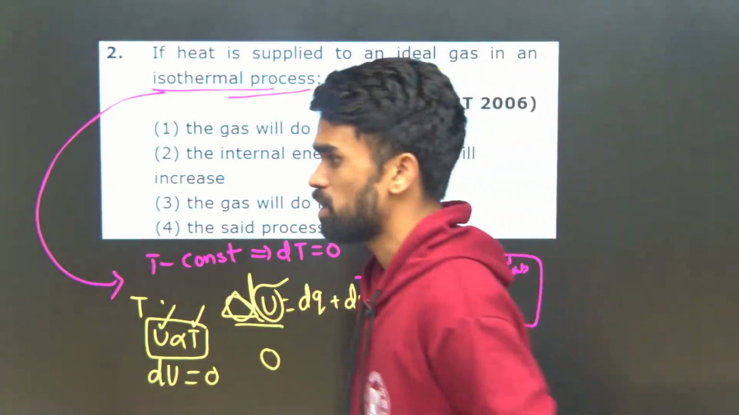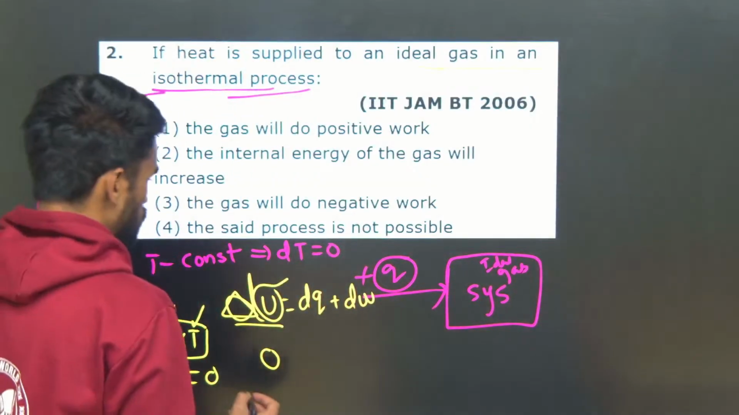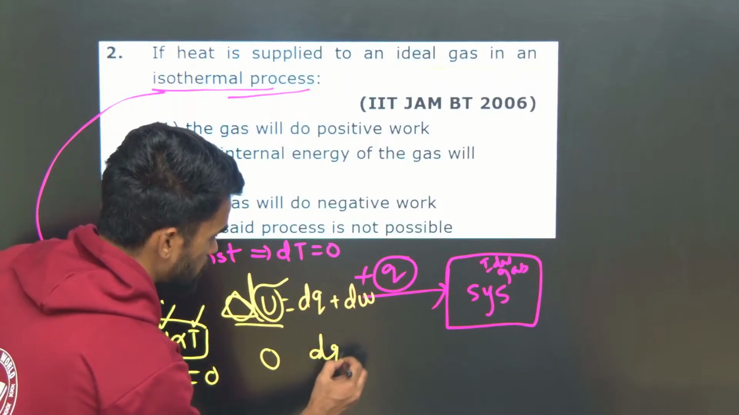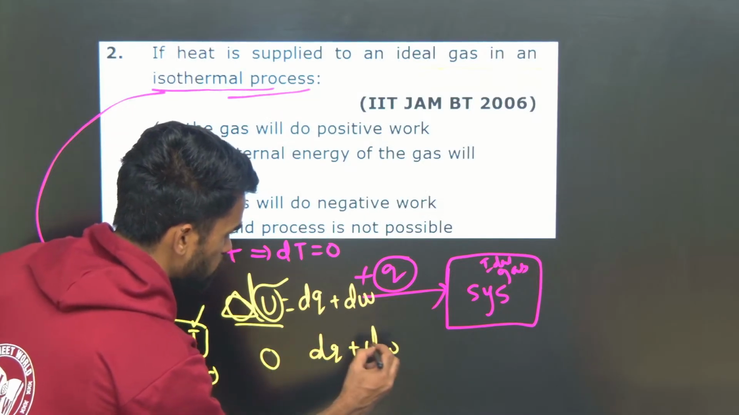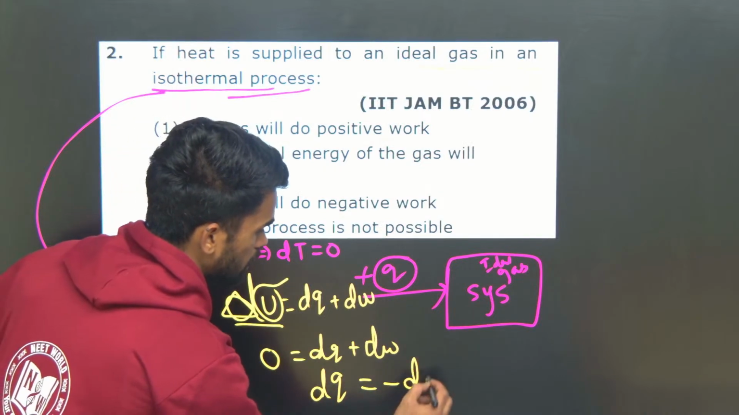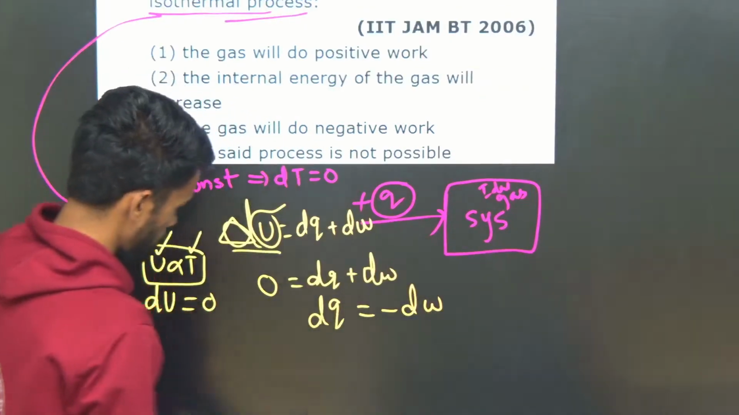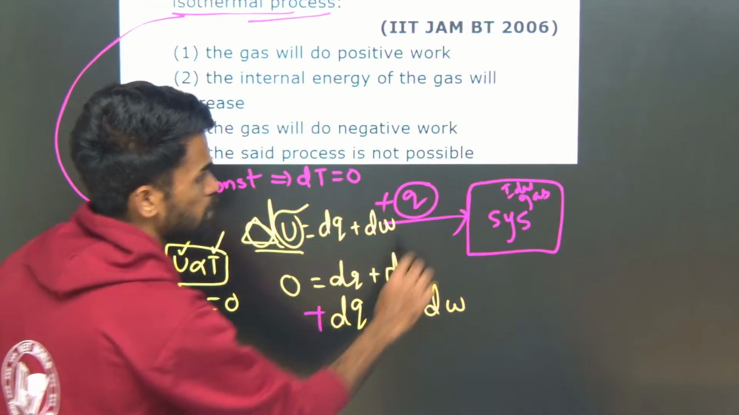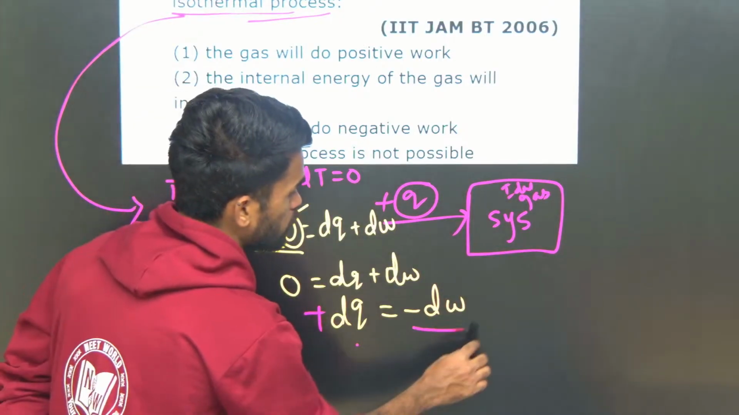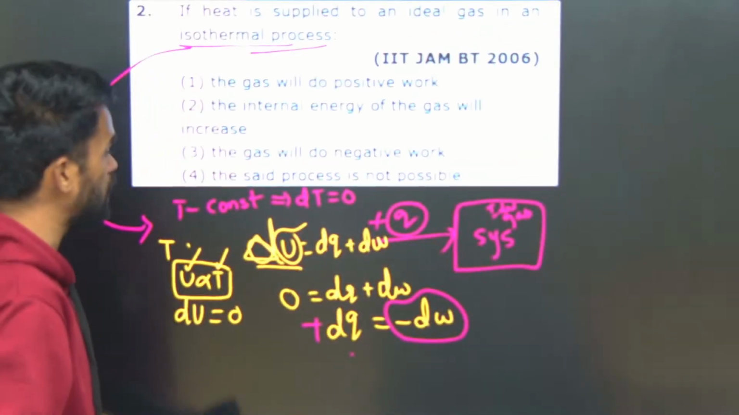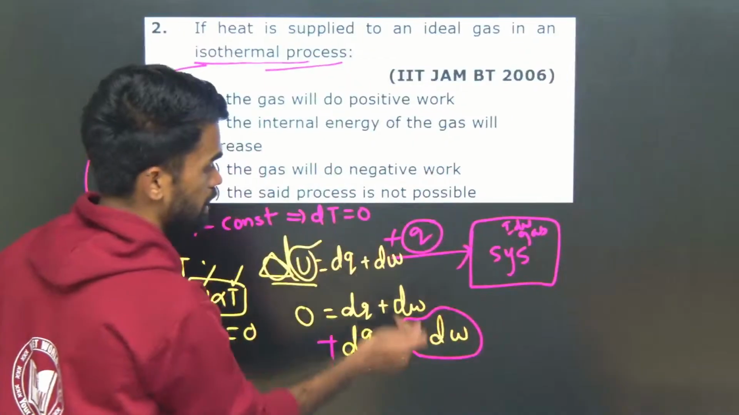You can remember this. Okay, and the next thing you need to remember here is, if this is 0, then we can write dq plus dw equals 0, which means dq is equal to minus dw. It means whatever heat you are supplying to the system will be utilized for doing work. So it means work done by the system. It means the gas will do negative work. Yes, see here the negative symbol is there now.